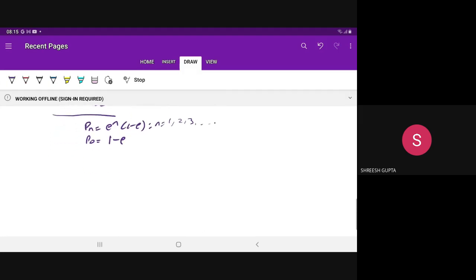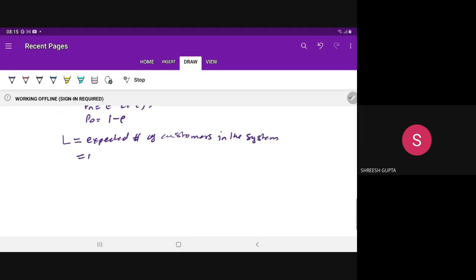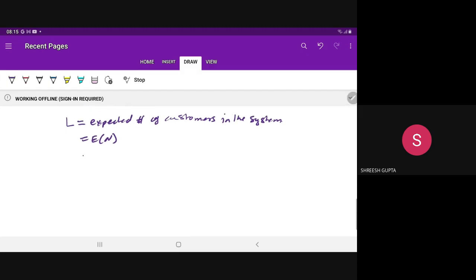So the first system performance measure we always take is L. What is L? It is the expected number of customers in the system. Expected number of customers in the system. We denote it by E(N). Here N is the state of the system, or number of customers in the system. So its expected value. So what is the basic formula of L or E(N)?